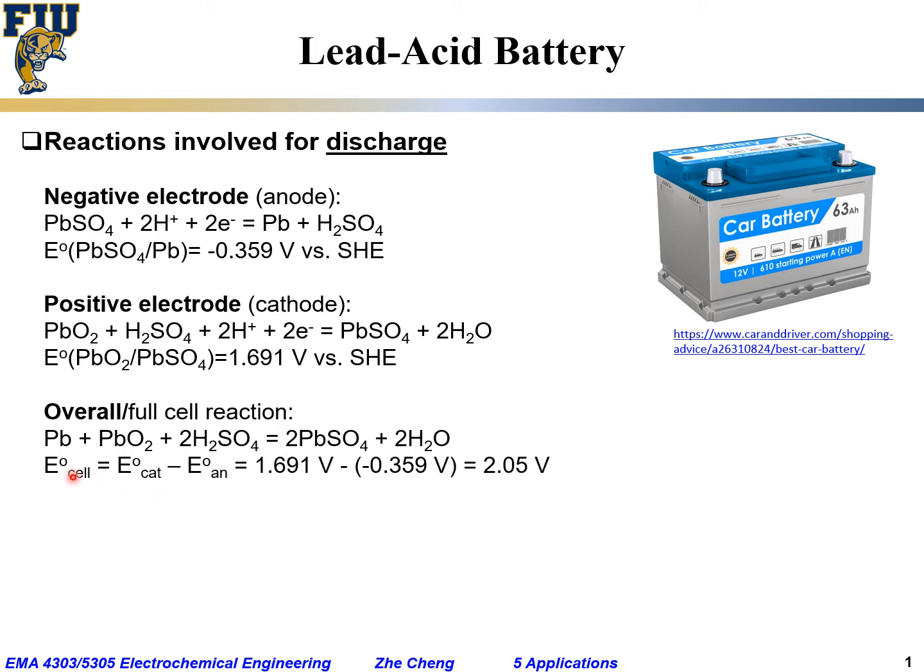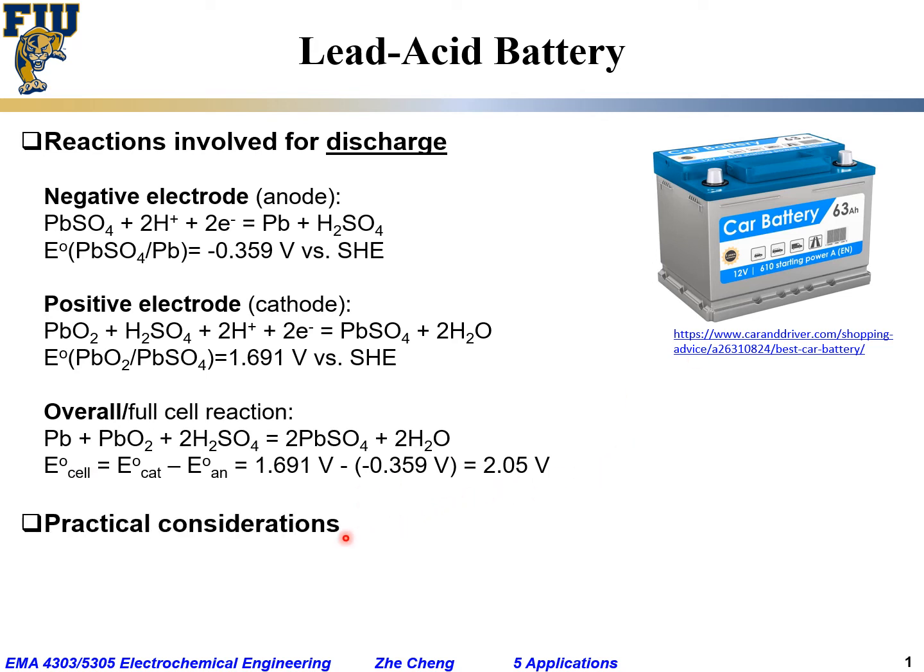And then the standard cell potential would be the cathodic standard electrode potential minus anodic standard electrode potential, and it's the positive one minus the negative one, and it came out to be 2.05 volt. That is our so-called standard cell potential for this electrochemical cell or for this battery.